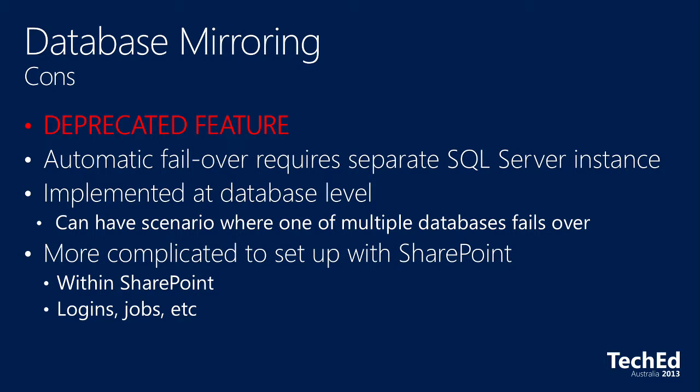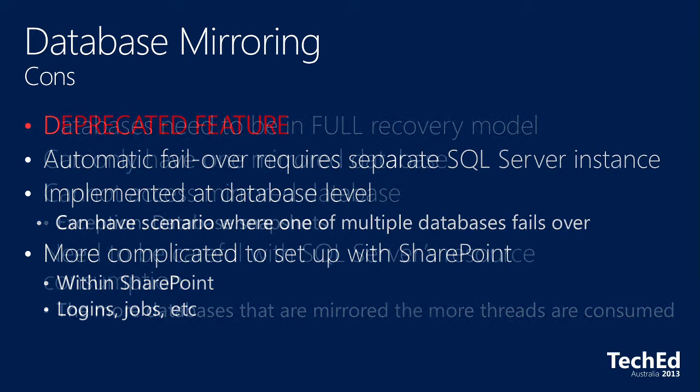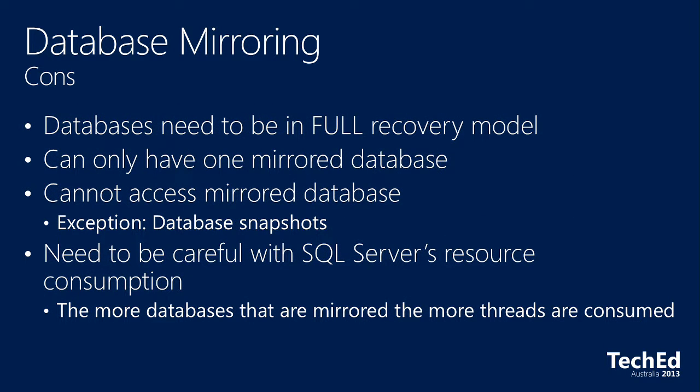So that's probably it. The other thing, I think I've got some more cons. All the databases need to be in full recovery model, and that's also the same for availability groups, which is a bit of a problem because the search databases and things like that can generate a lot of transaction log activity. They made some enhancements in SQL 2008 versus 2005 with that, but hopefully you're not using 2005. You can only have one mirrored database, so not multiple replicas as you saw with availability groups. You can't really access the mirrored databases. You can in theory by taking a manual database snapshot and accessing that, but it's not really a viable solution for most people.